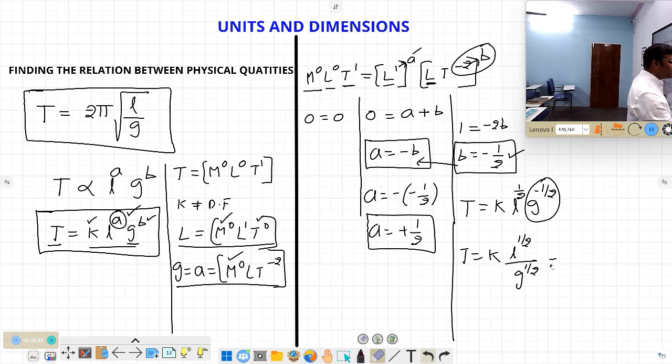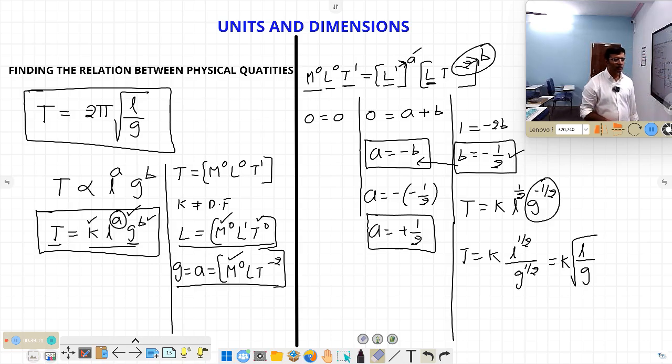Now both terms have power 1 by 2. Power of 1 by 2 means it is nothing but a square root. So both we can take as a square root. Before that we have a k into the square root of L by g, because the root value is nothing but 1 by 2: L power 1 by 2, g power 1 by 2. I took it common, and written together as L by g.